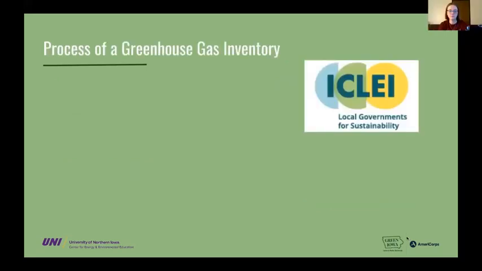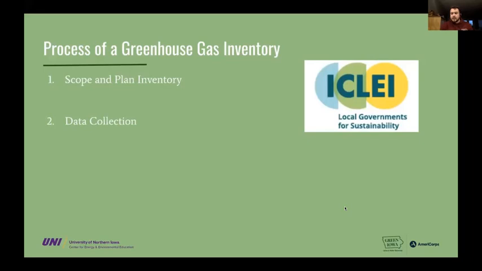So now that we've gone over those definitions, I'll be talking about the actual process of conducting a greenhouse gas inventory. The first step in the process of an inventory is to scope and plan the inventory. This entails determining organizational and operational boundaries to assess emission levels of a designated area and choosing a baseline year to assess emissions.